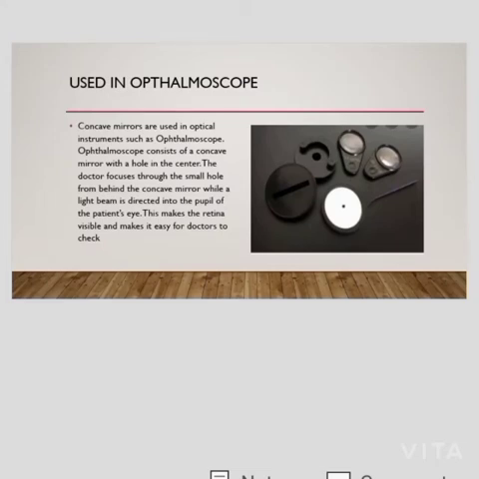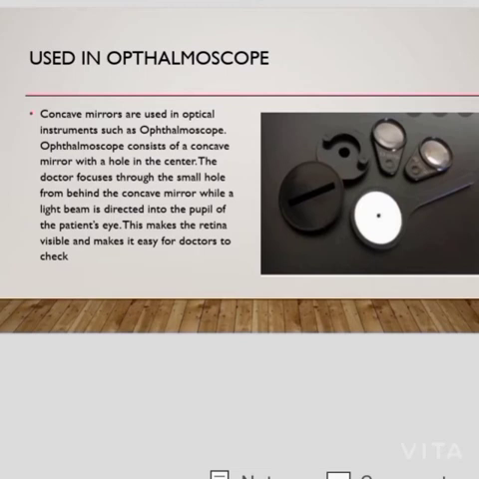ophthalmoscope. Concave mirrors are used in optical instruments such as ophthalmoscope. Ophthalmoscope consists of a concave mirror with a hole in the center. The doctor focuses through the small hole from behind the concave mirror while a light beam is directed into the pupil of the patient's eyes. This makes the retina visible and makes it easy for doctors to check.